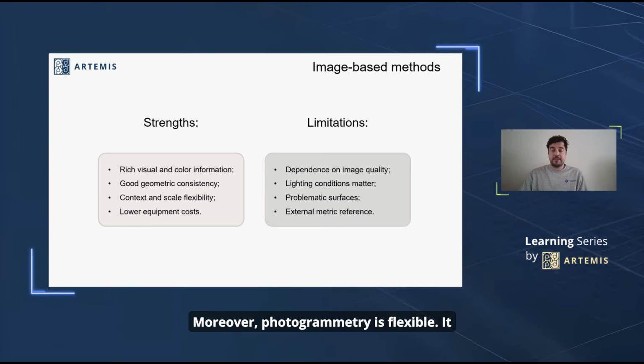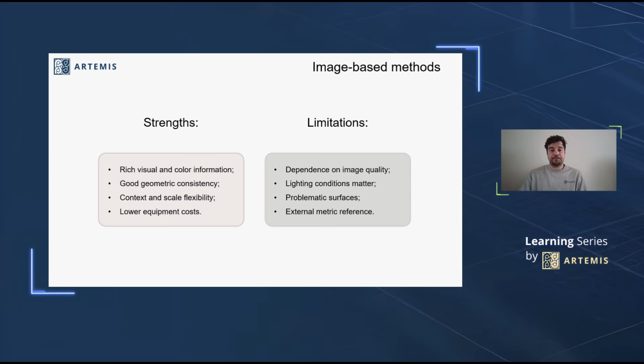Moreover, photogrammetry is flexible. It can be used on small objects, architecture, landscapes, or archaeological sites, and it often requires less expensive equipment than range-based methods. On the other hand, it depends heavily on image quality, image distribution, and lighting conditions. Surfaces that are reflective, transparent, or lacking in texture can also be problematic. Furthermore, to obtain a metrically reliable model, it's often necessary to integrate external scale or coordinate references.